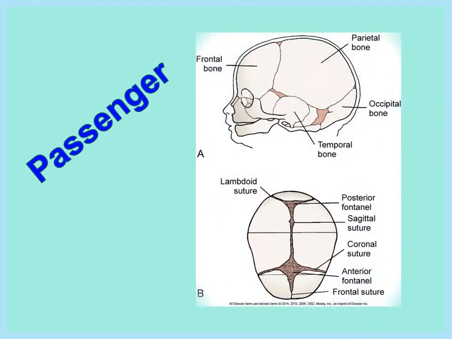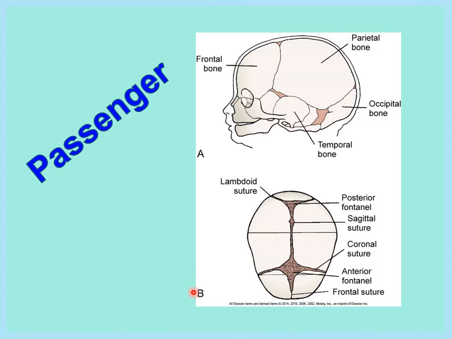In this slide, you see the fetal head. The fetal skull is comprised of several bones. The bones are united by sutures. You see the fetal bones here: the parietal bone, the frontal bone, and the occipital bone. You also see the fetal sutures: the lambdoid suture, the sagittal suture, and the frontal suture.